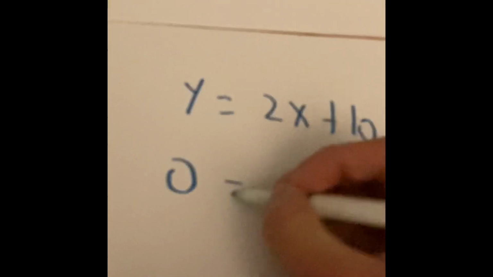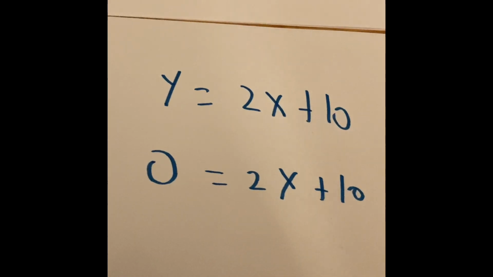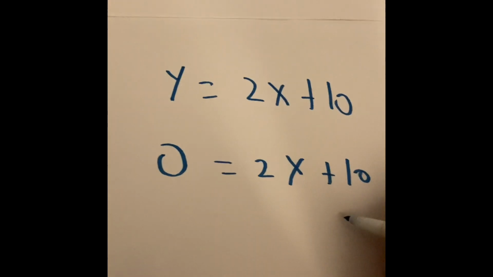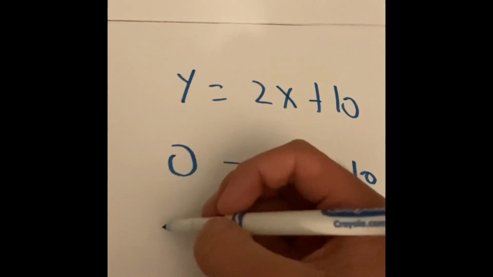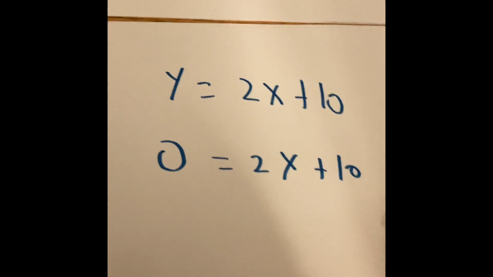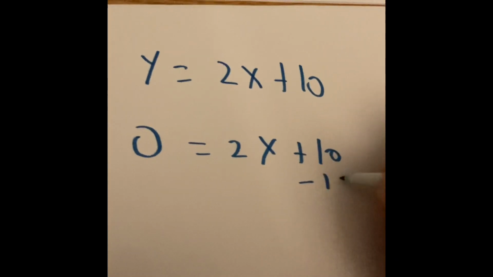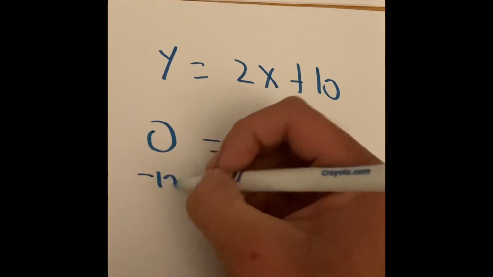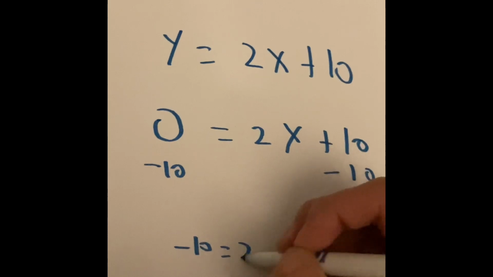So when we put 0 in for y, we have 0 equals 2x plus 10. And let's simplify that. So, in order to do that, we have to get a number on one side and a variable on the other side. So we are able to simplify. So why don't we subtract this by 10, subtract that by 10, we get negative 10 equals 2x.